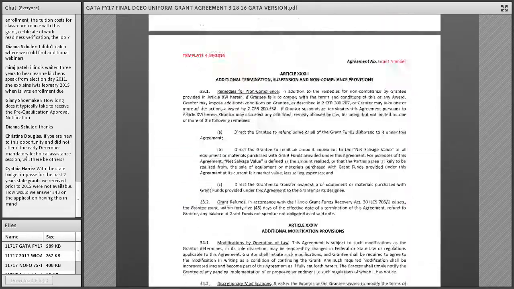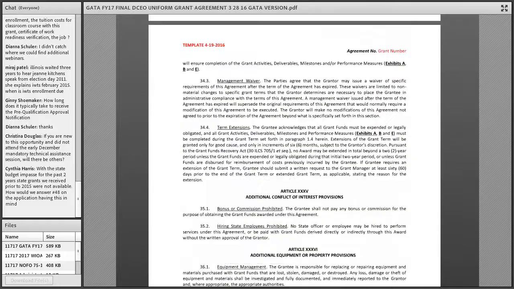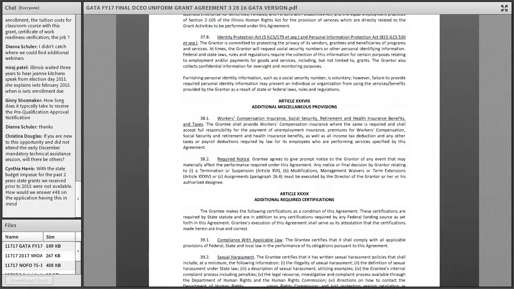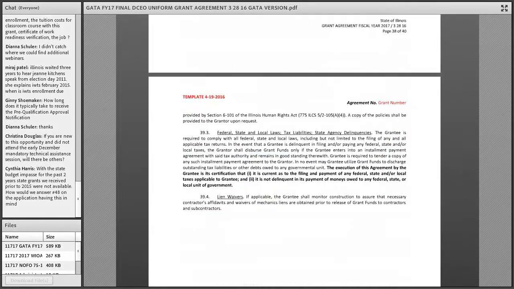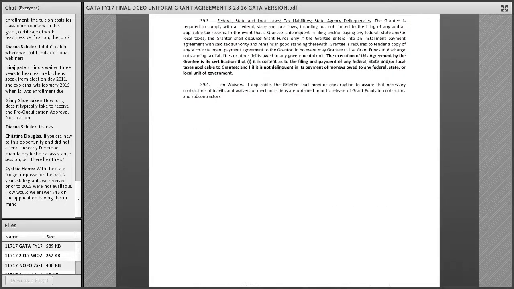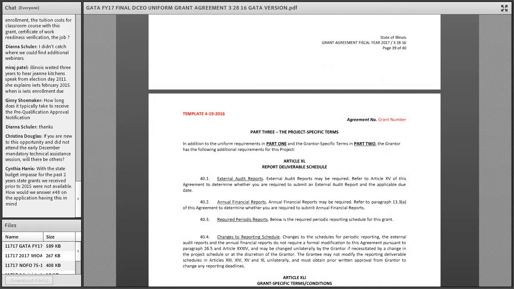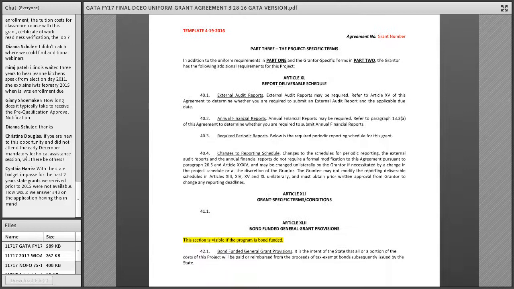Not going to go through those in a lot of detail. I want to move to Part 3, which is the project-specific conditions, and this is where we would include all of the U.S. Department of Labor terms and conditions.